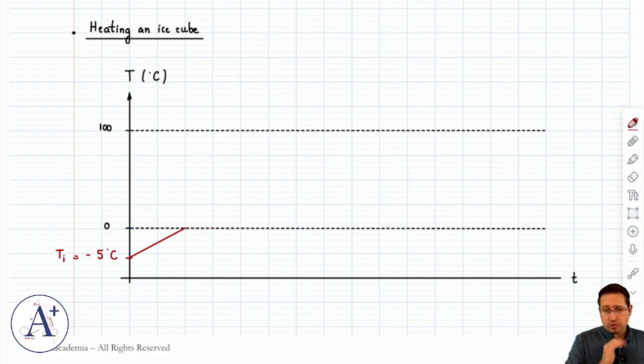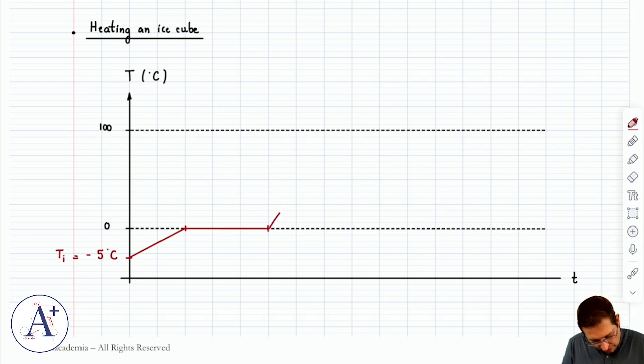But until the temperature reaches 0, there is no phase change. That's the melting point for water. And when the ice cube reaches 0 degrees, it will undergo a phase change. It will melt at constant temperature. The temperature of a pure compound remains constant during a phase change. So as the ice or the solid water turns into liquid water, the temperature of the water does not change. It stays equal to 0 degrees.